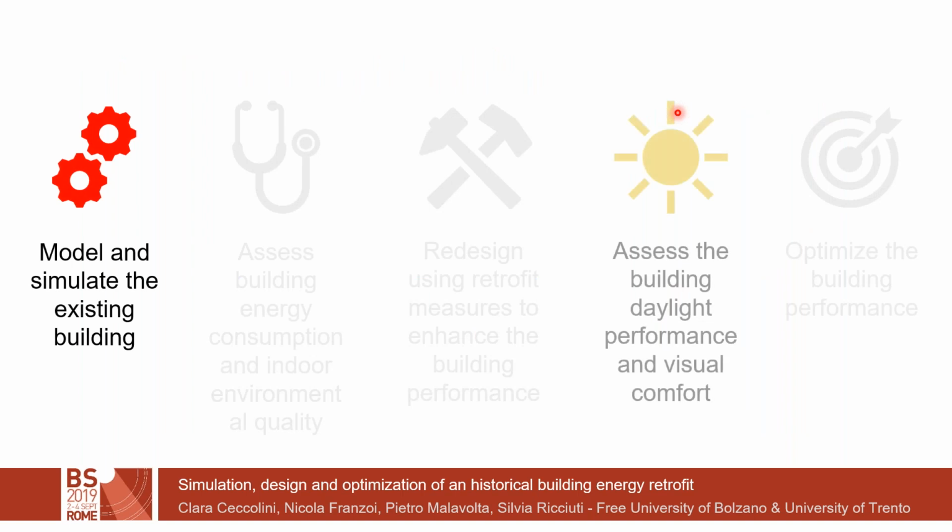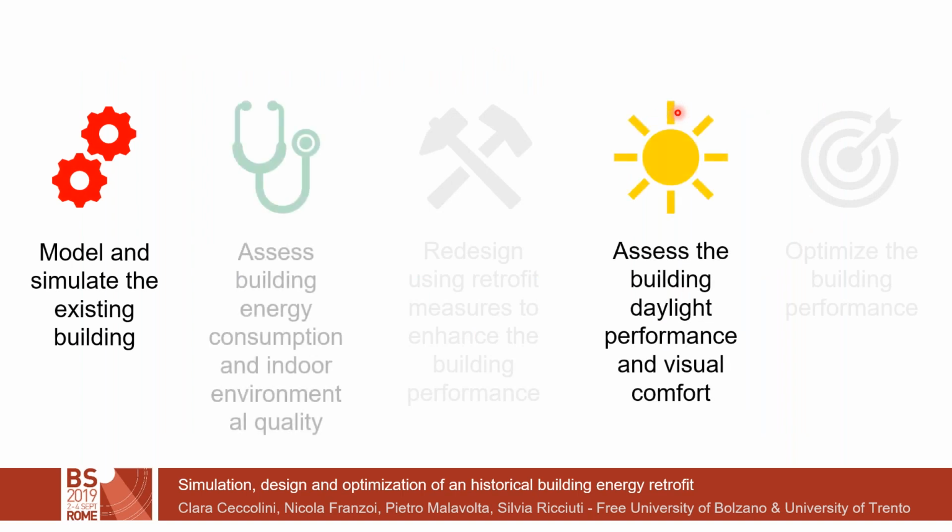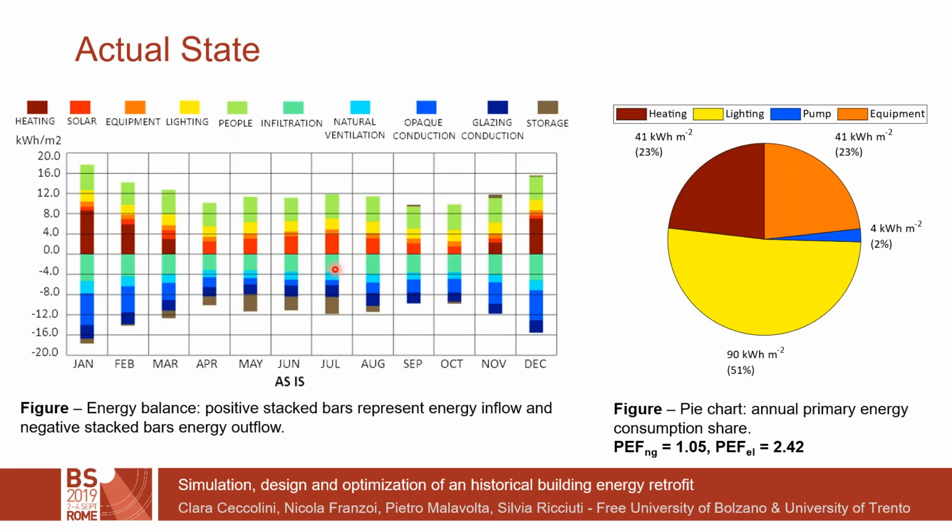Up to now, we have developed a model, assessed the building daylight availability and visual comfort, and we have introduced the thermal comfort metrics. However, to complete the second task, we have to assess the actual building performance, which is now possible having defined the schedule of the heating system. This slide presents a summary of the energy consumption of the actual state building. The left-hand chart shows the monthly energy balance of the building, and the pie chart on the right shows the share of annual primary energy consumption.